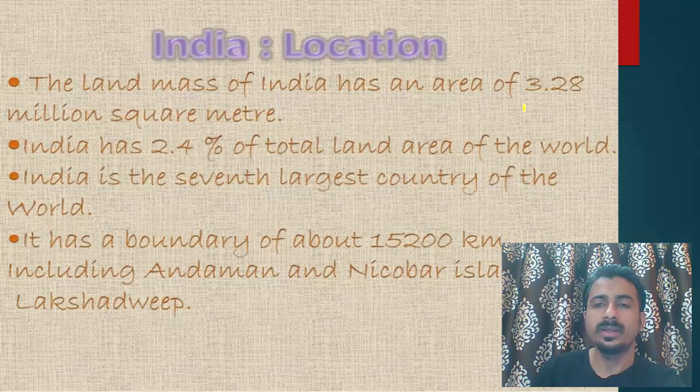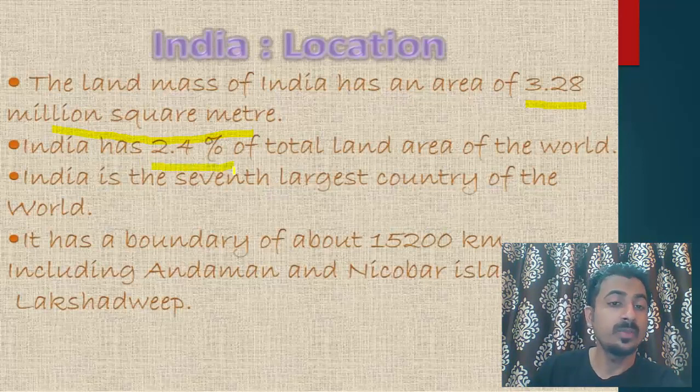So the landmass of India, the size is given. Area 3.28 million square kilometer. You need to have a rough idea. You don't have to cram 3.28, but you must know that it is around 3 million square kilometer because India is the seventh largest country in the world. So area wise, we have a very big advantage. Of the total land area of the world, India has 2.4%.